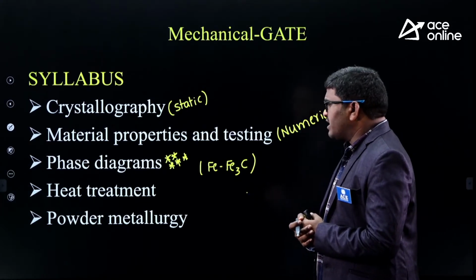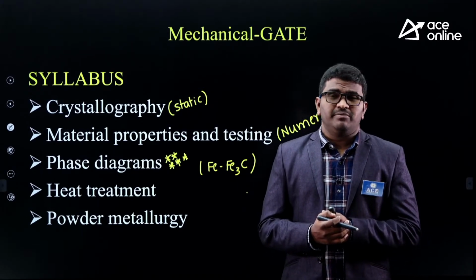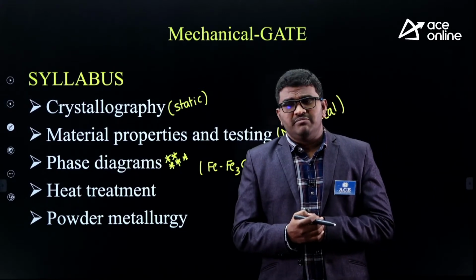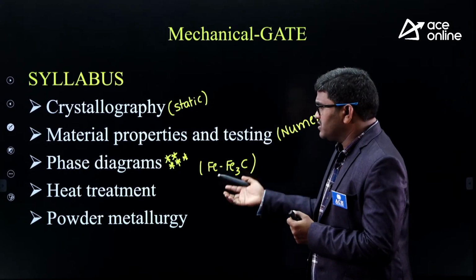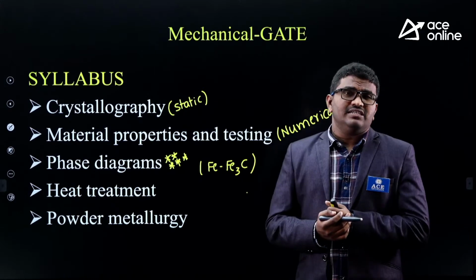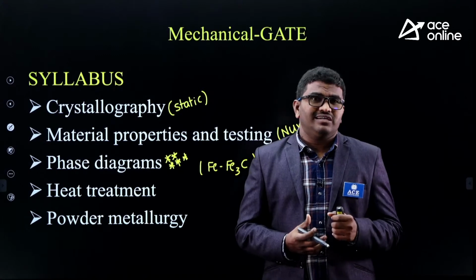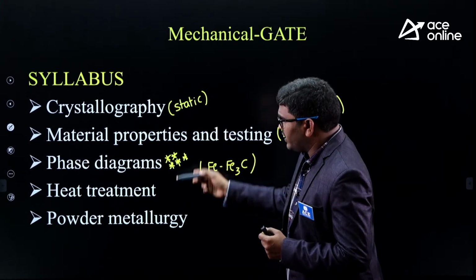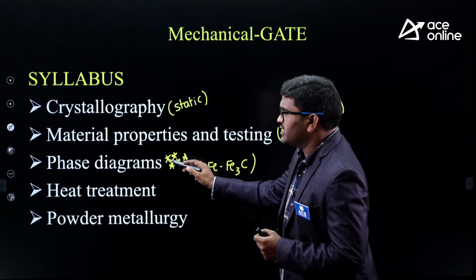And powder metallurgy, actually this is a production technology or manufacturing process, but it is related to material science, that's why it is here. From this powder metallurgy, sometimes they will ask you questions, rarely. I'll say less preference. Out of these 5 topics, I will give you less preference for this, but more preference from the phase diagram.